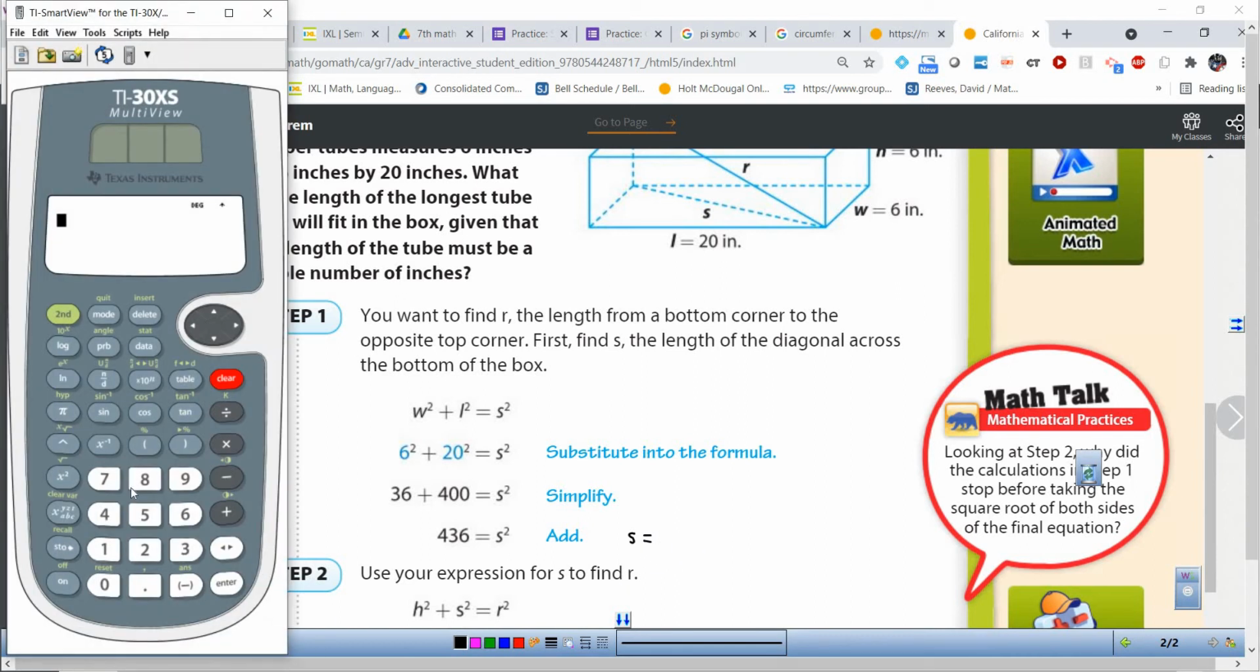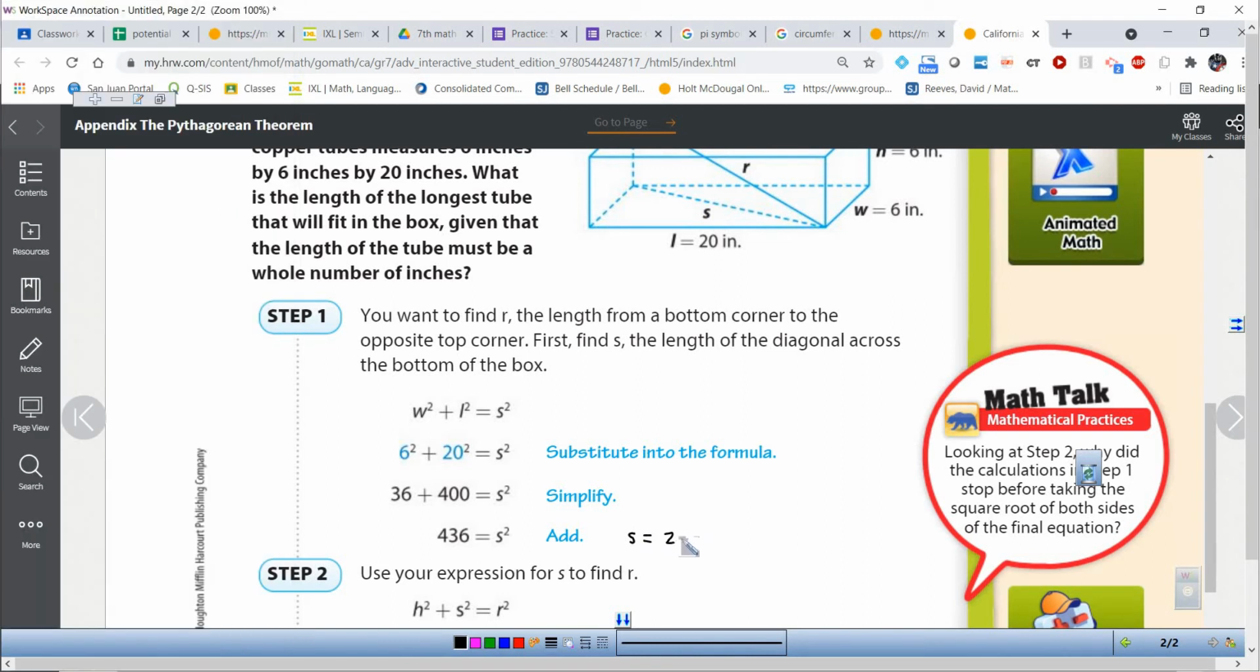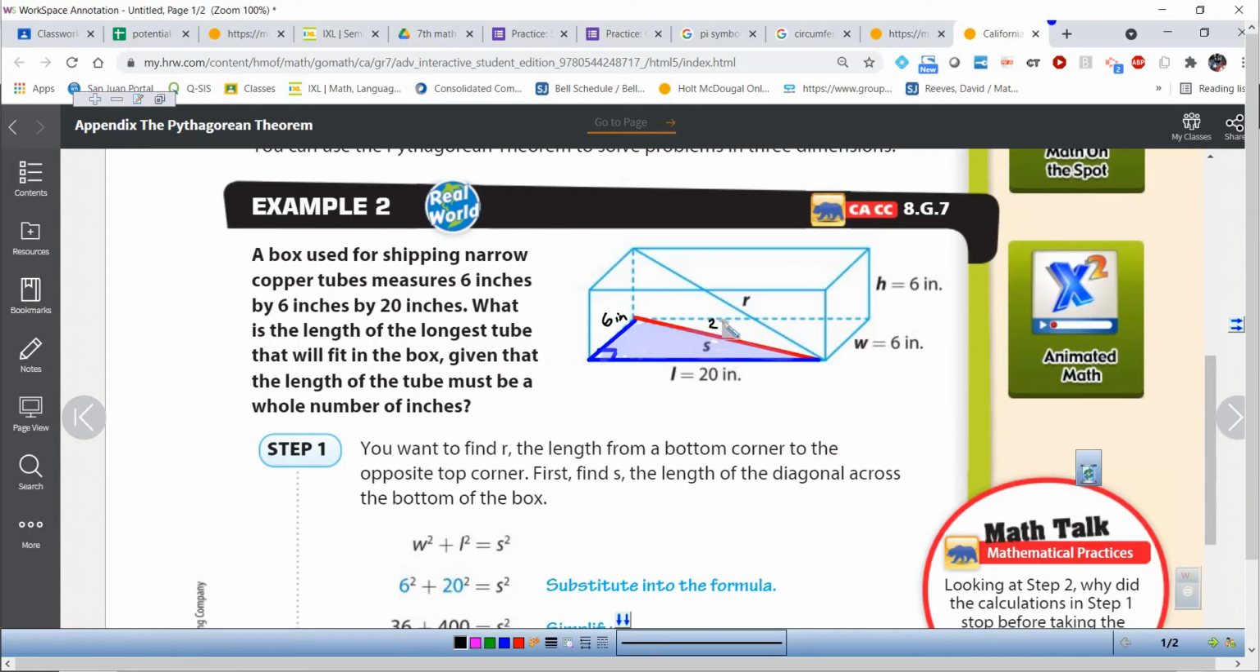So if we were to take our handy dandy calculator and put in the square root of 436, we would see that S is approximately 20.9 inches. So that's what S is approximately. But keep in mind that is a rounded value, and every time you round, it gets less accurate. Now let's go ahead and say, we know our goal. Remember, our goal is to find R here.